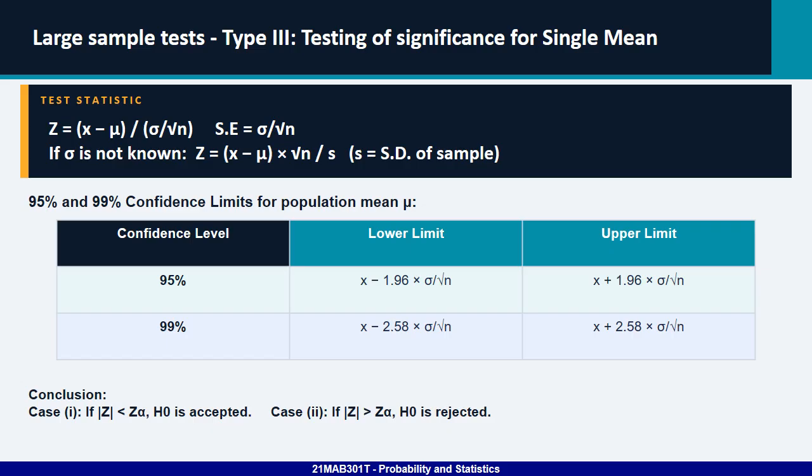If sigma is not known, we use the sample standard deviation small s instead. Therefore, the formula can be rewritten as Z equal to x bar minus mu into root of n divided by s. Additionally, we can construct confidence intervals for the population mean mu, that is at 95%, x bar plus or minus 1.96 into sigma by root n, and at 99%, x bar plus or minus 2.58 into sigma by root n. So these confidence intervals give us a range within which the true population mean is expected to lie.